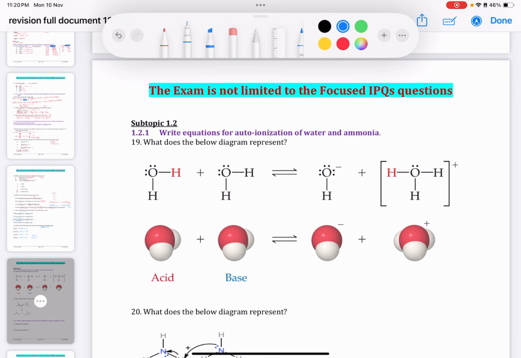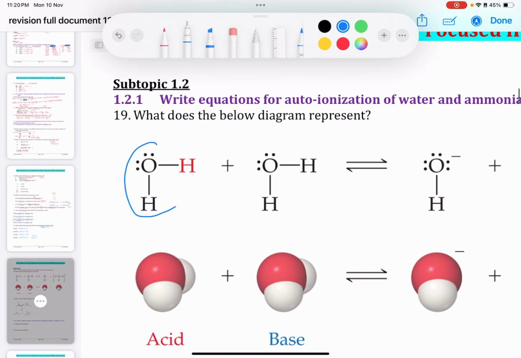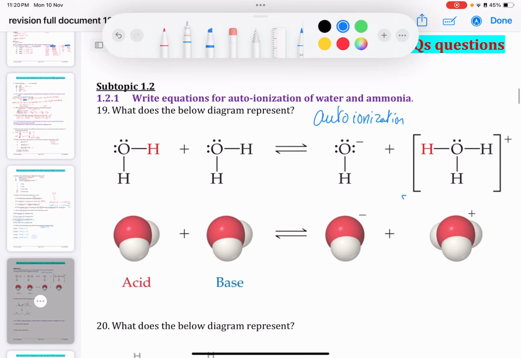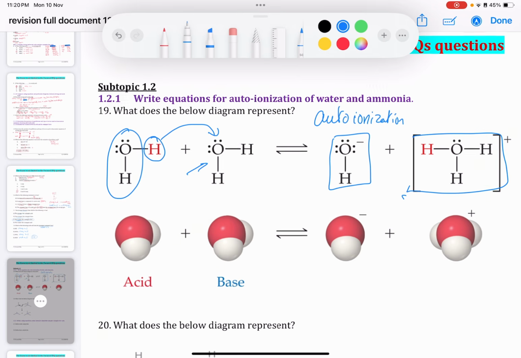What does the below diagram represent? This is the auto-ionization of water, because as you can see here, I have an H2O molecule added to another H2O molecule. So this is when water ionizes itself. So we call it auto-ionization. How do I know? I am just looking at this one, which donated this H plus over here. So this became OH minus, the hydroxide ion, and this one became the hydronium ion. So we call this an auto-ionization of water.